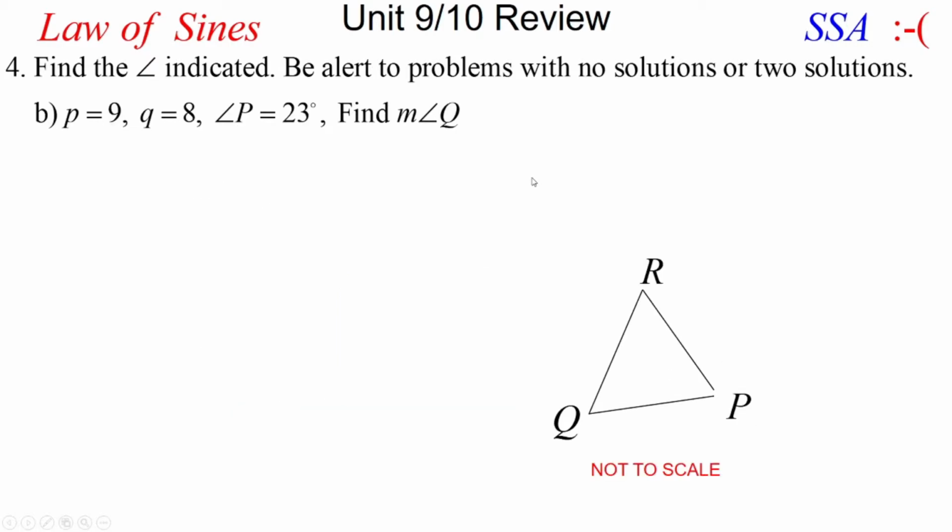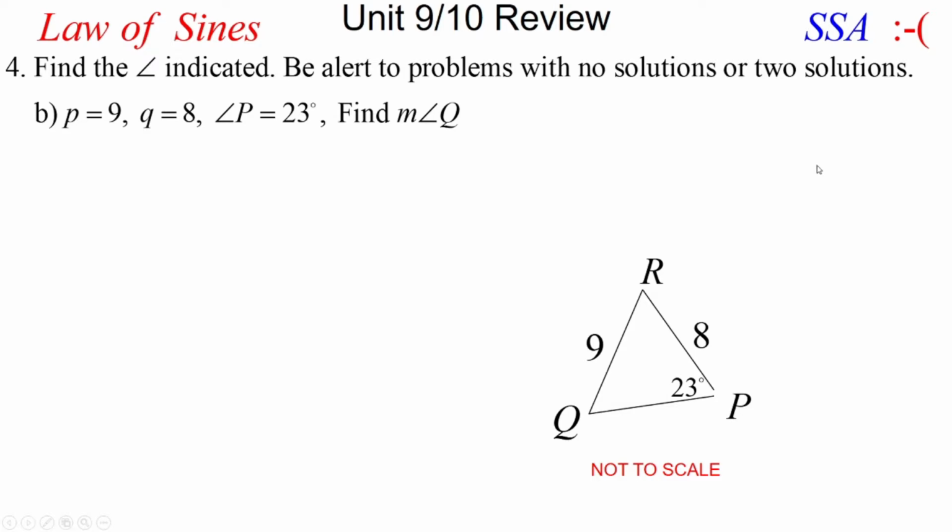Okay, let's move on to number 4B right here. And I had to put a little note, this is not to scale at all right here. But again, just label everything and do your thing. So now this time, my P is 9, so that'd be a 9 right there. My Q is an 8 right there. And my angle P, which is broken in my diagram, but they say it's 23 degrees. Obviously, if that were not broken, that would not be close to 23, but just label everything. And we're looking for angle Q.